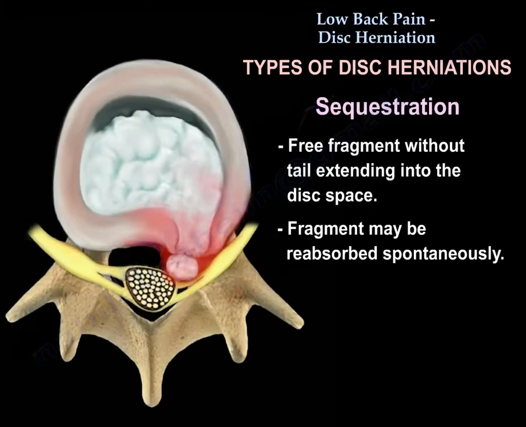The third type is a sequestered disc. It's a free fragment without a tail extending into the disc space. The fragment may be reabsorbed spontaneously.